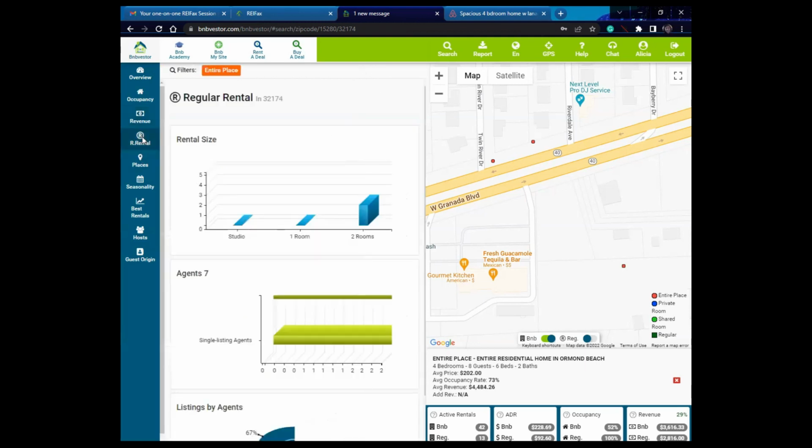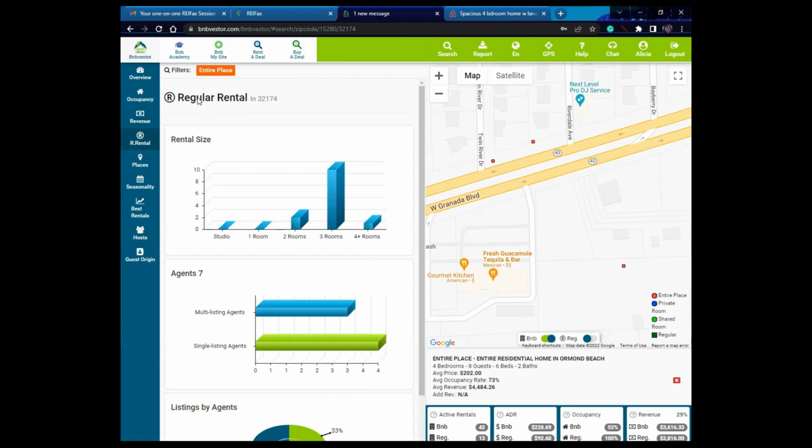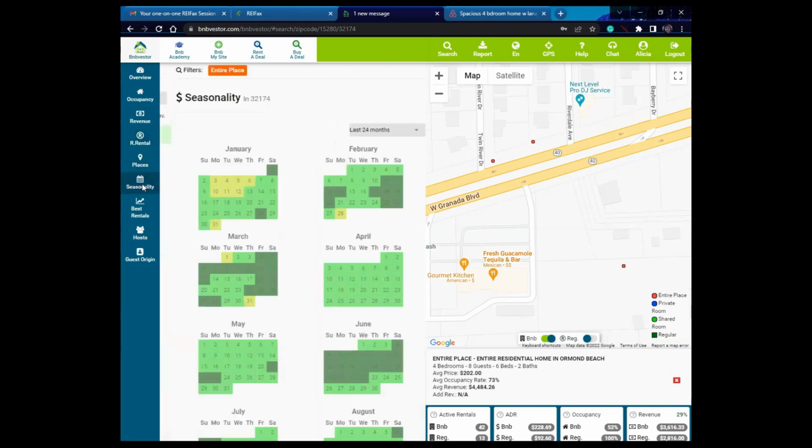Then we have rentals, regular rental size. This is regular rentals. This is the information for properties that are being rented regularly. The best, we have 10 active listings for 3 bedrooms. Again, with 3 multi-listings agents and 4 single listing agents. So let's go back. Seasonality.